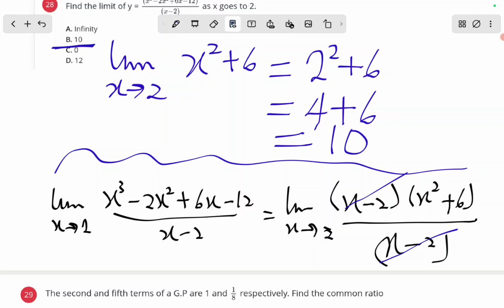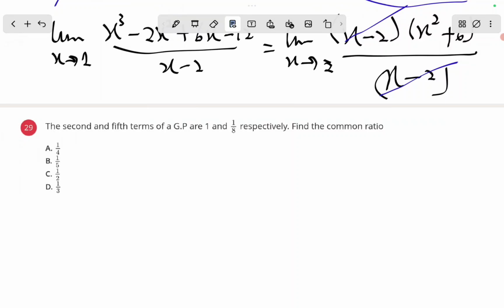Question 9. Next question, question 9. This is one of the simplest questions under geometric sequence, which is geometric progression, which is exponential sequence. So let's solve for this. We are given that the second and the fifth term of a GP are 1 and 1 over 8 respectively. Then find the common ratio.